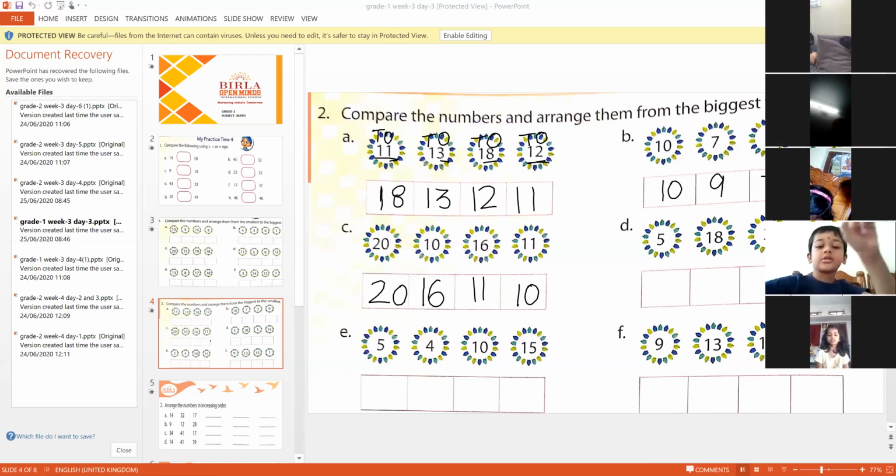Veda, you tell me the answer for D bit. Veda, tell me which is the biggest number here: 5, 18, 3 or 14? Veda?